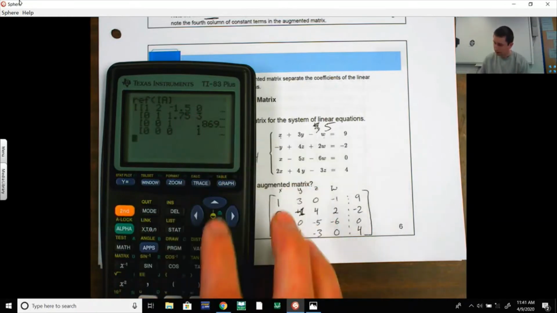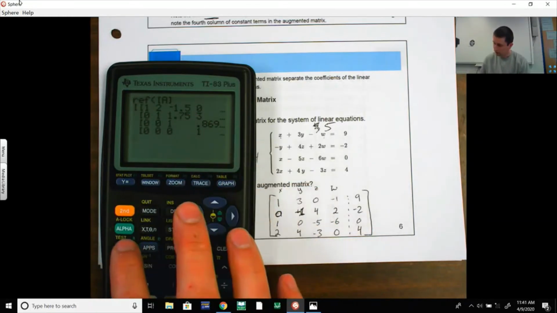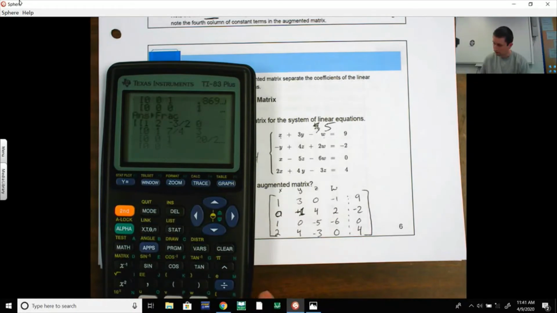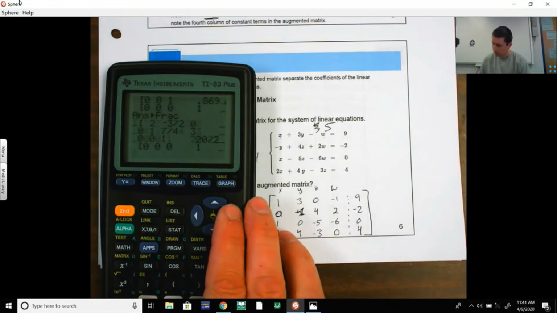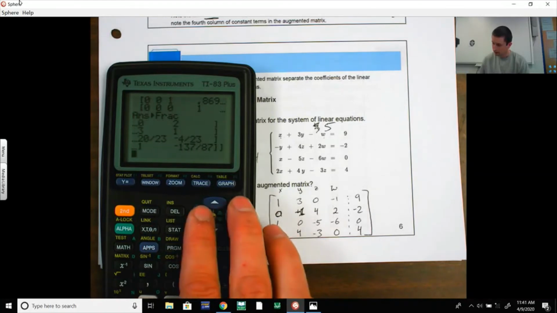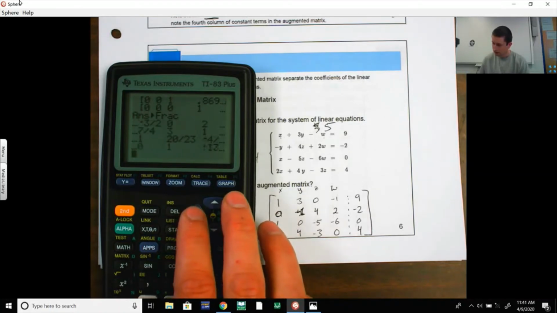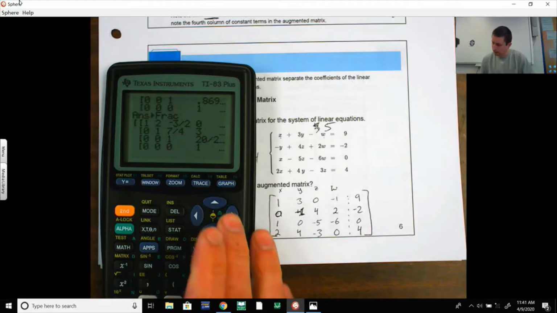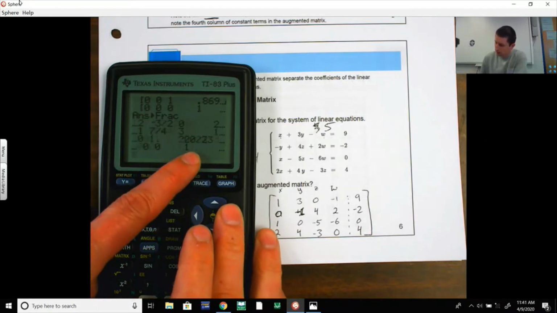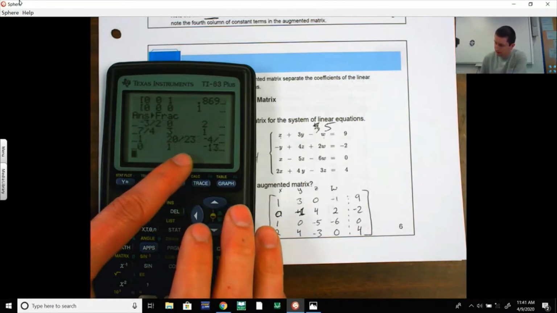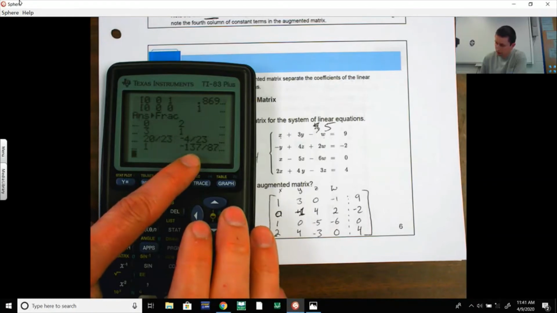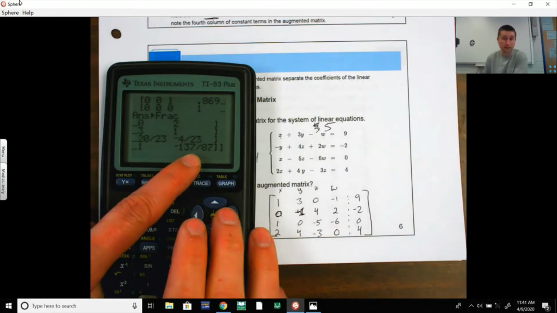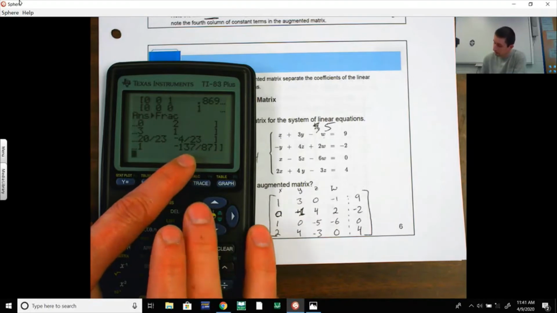I get decimals. If you want fractions, you just convert it to a fraction. And then you can scroll right and left to get any other number that you need. So what happens here is row echelon form doesn't give you the rest of the zeros, and you have to do more work when you're solving this. So down here at the bottom, the 1, remember the fourth column is a z. So it says z equals negative 137 over 87. That's a nice clean number.